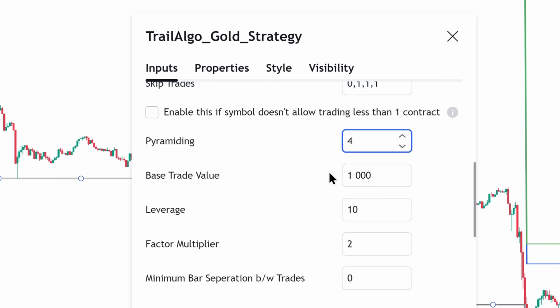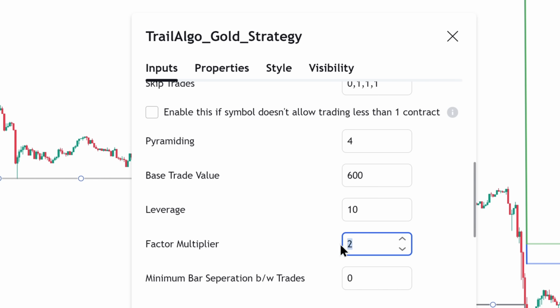Next, set the base trade value, which is the initial amount you invest after closing a trade. Calculate this amount based on your total account capital and risk management strategy. For example, with a $10,000 account, you might start with $600. Avoid using 100% of your capital unless you have extra funds.